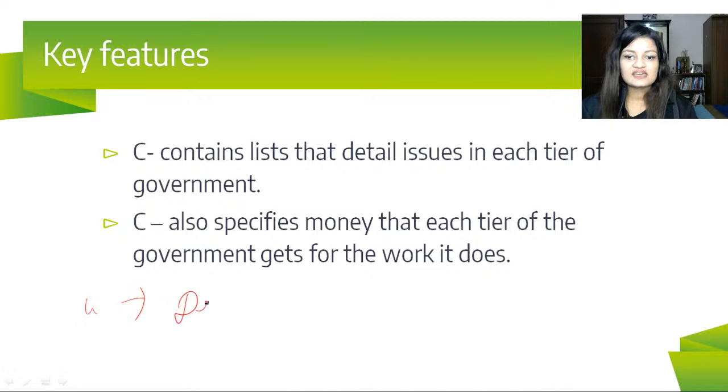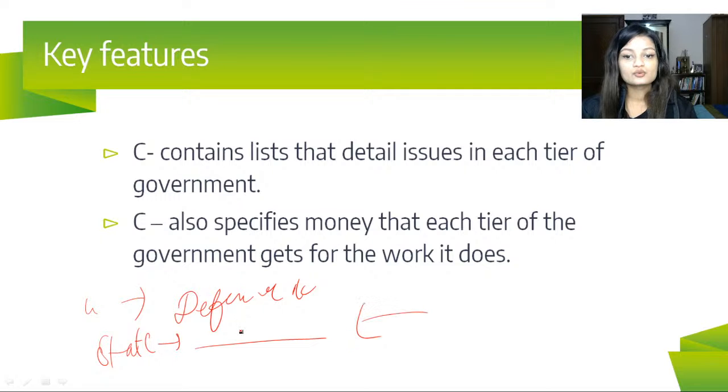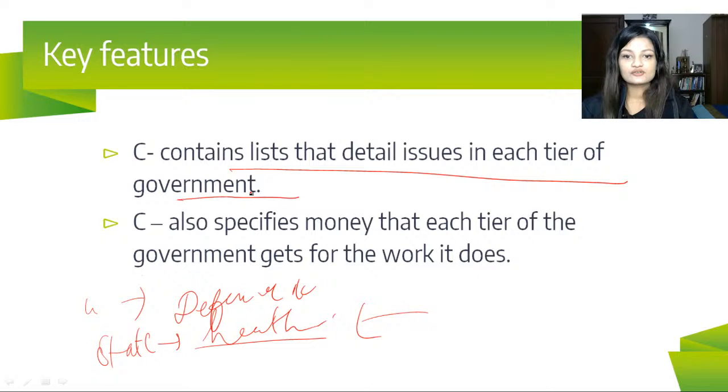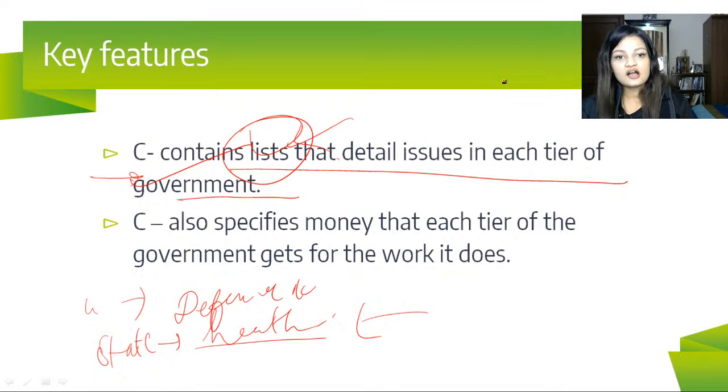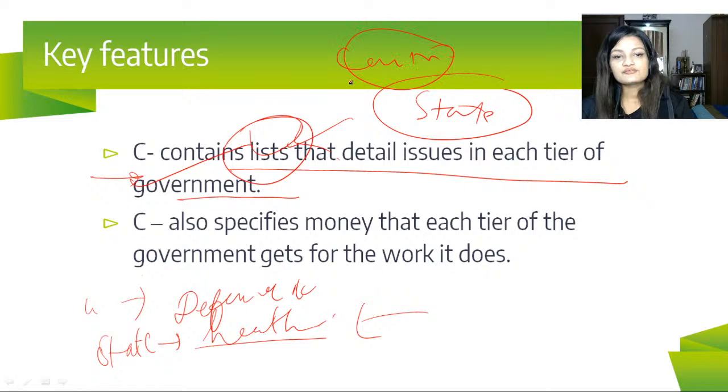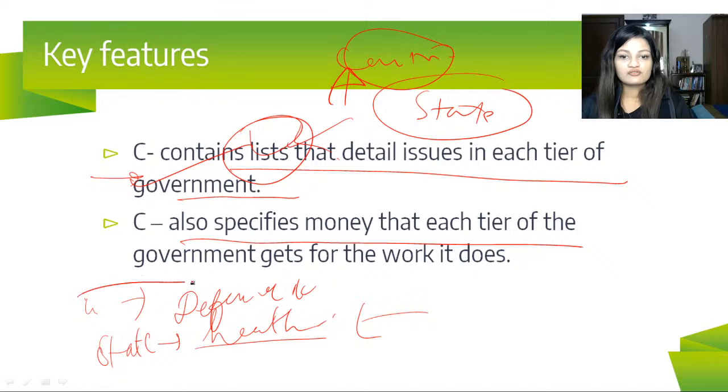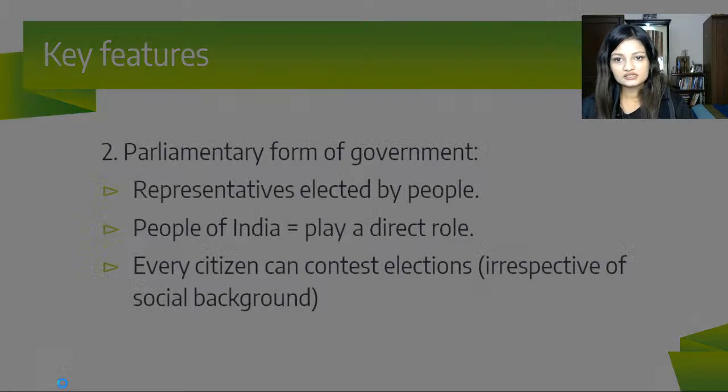the union is going to cover things like defense or atomic energy and so on and so forth, whereas the state list, which is concerned with state welfare, is going to cover things like health, sanitation, so on and so forth. So it's different for each and every tier. The constitution also contains lists that detail issues in each tier of the government. So we have discussed the lists, but also in India, if a dispute arises between the state and the center, then the preference is generally given to the center. The constitution also specifies money that each tier of the government gets for the work it does.